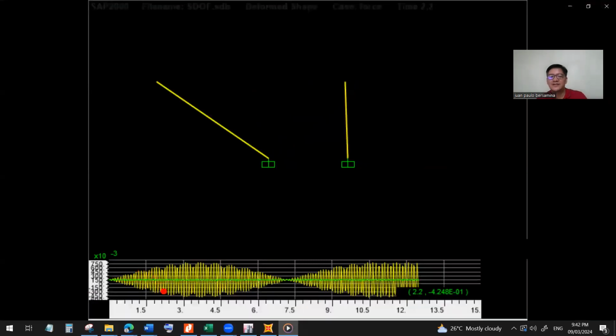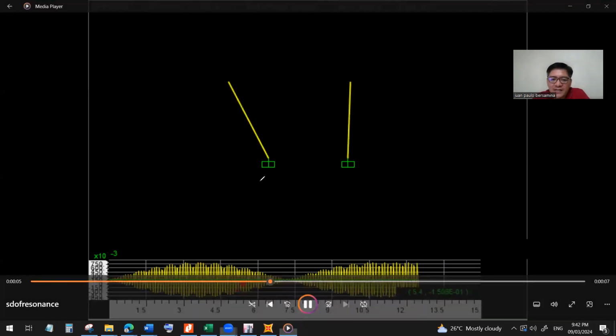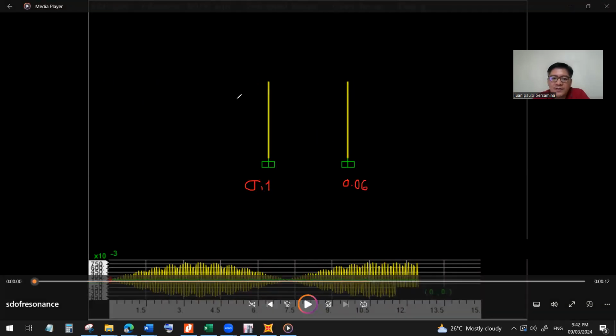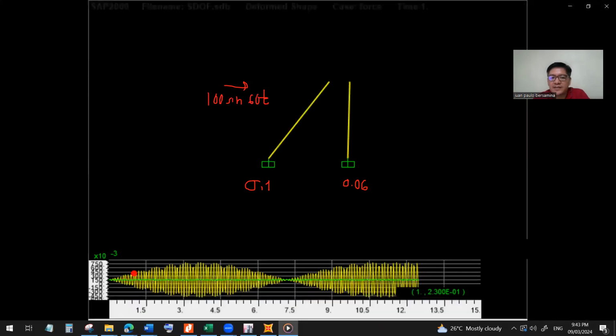Just to appreciate that, slow down the animation, so you can imagine. Again, this is a 0.1 second structure. This one is just 0.06. They have the same load. This is 100 sine 60, not T. But they have a different response, because the 0.1 second structure almost resonates.